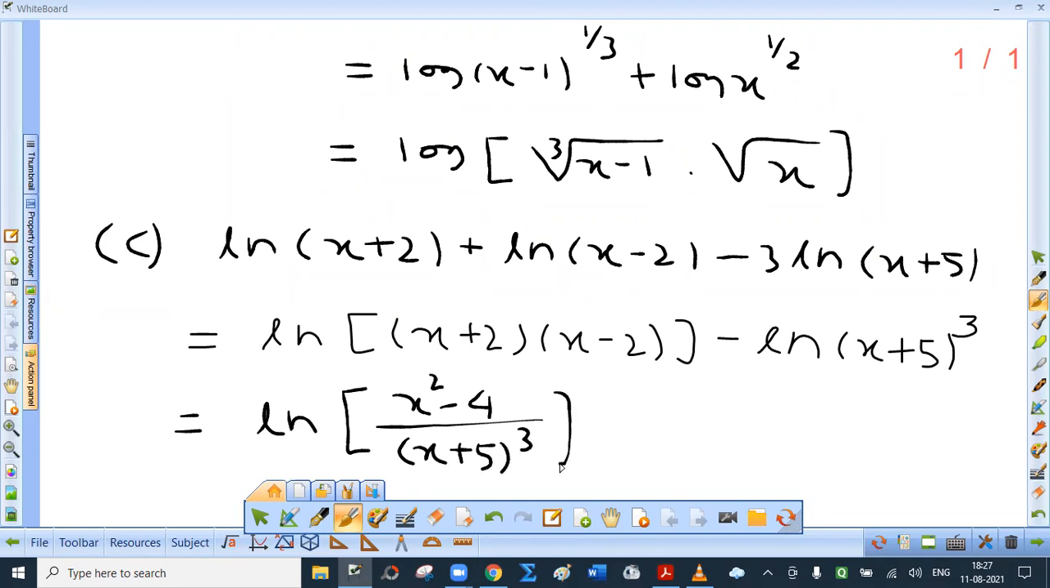C part, natural logarithm x plus 2 plus natural logarithm x minus 2 minus 3 natural logarithm x plus 5. Now log m plus log n is log mn, n log m is log of m raised to n. And finally, what is log m minus log n? Log of m upon n. x plus 2 into x minus 2, you can keep this as it is. Or what is x plus 2 into x minus 2? x square minus 4. Right?